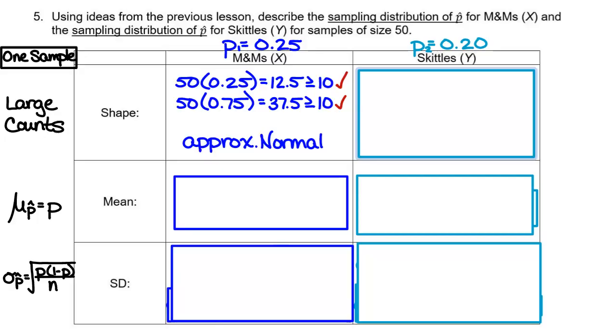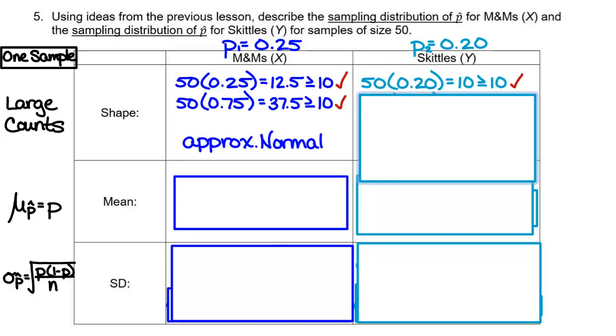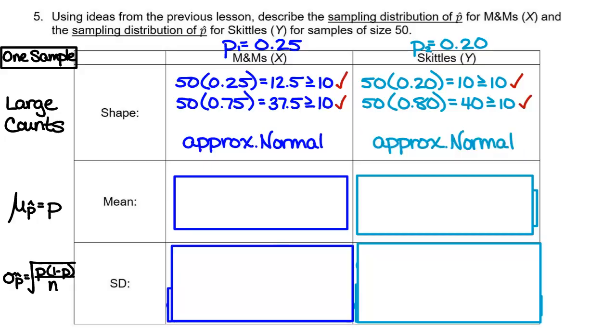Thankfully, they don't grade us on spelling, which is really good because I'm really bad at spelling. I've seen people do 2 x's as well as 1 x. Is Skittles approximately normal? Yes. Because N times P is what? N times P is exactly 10. So we are barely meeting this condition, but we do meet it. What is N times 1 minus P? 40. So we get approximately normal.